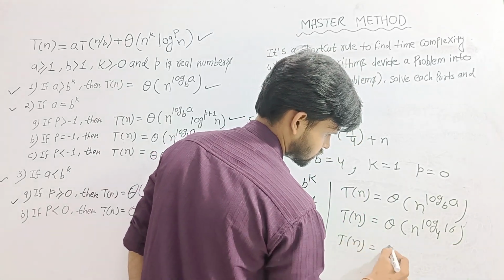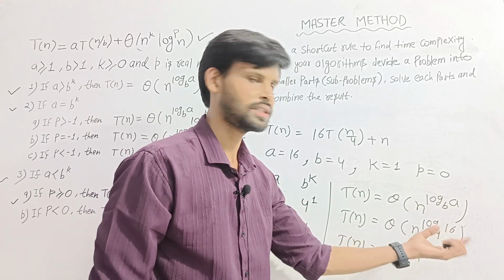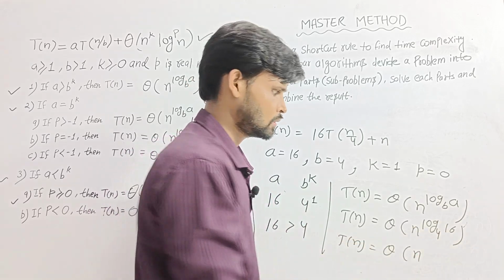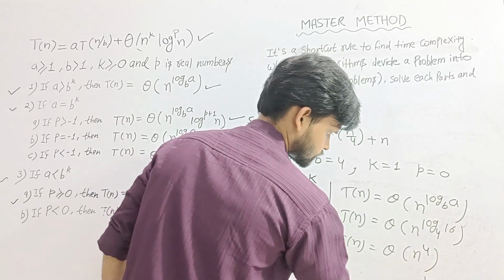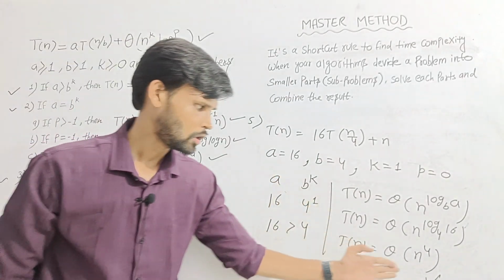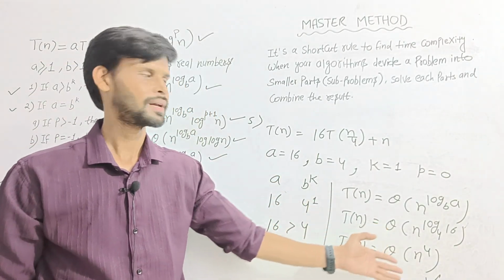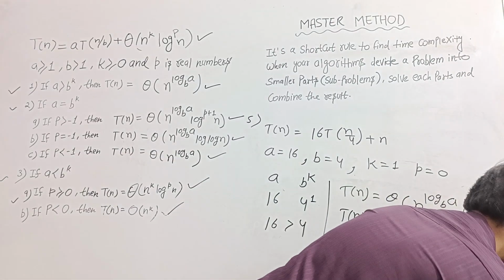T of n equal to theta of n power log base 4 of 16. How to calculate? 4 power 2 is 16. So what will be the answer? 2. So theta of n square, this is the time complexity for the given recurrence equation. Next example.